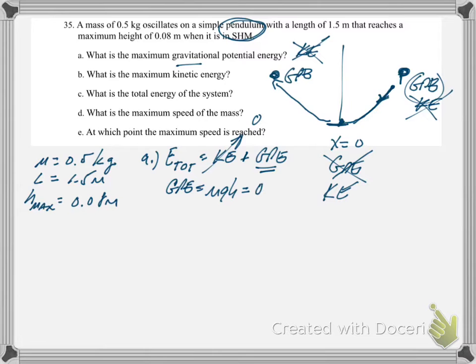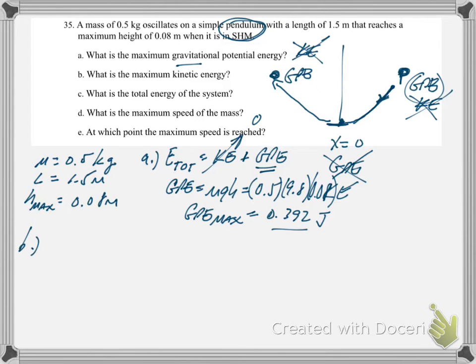plug in our numbers, 0.5 times 9.8 times 0.08. We get GPE max equal to 0.392 joules.